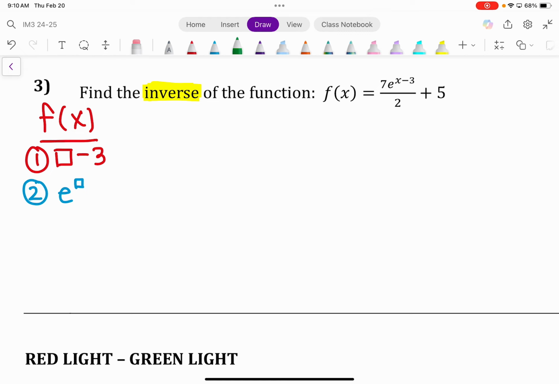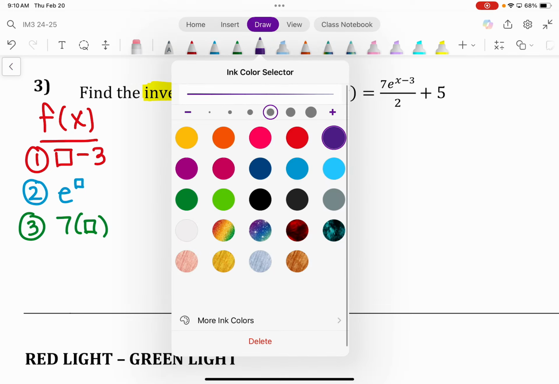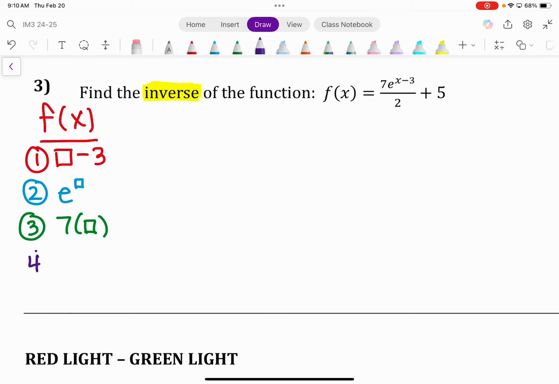Then I notice that there's a 7 in front of the e. So that means we're multiplying 7 times the box. Then I look and I see that all of this is a numerator for 2. So step 4 is box over 2. And then all of this is going to be added with 5. So that's box plus 5. Okay, so about 5 steps here.